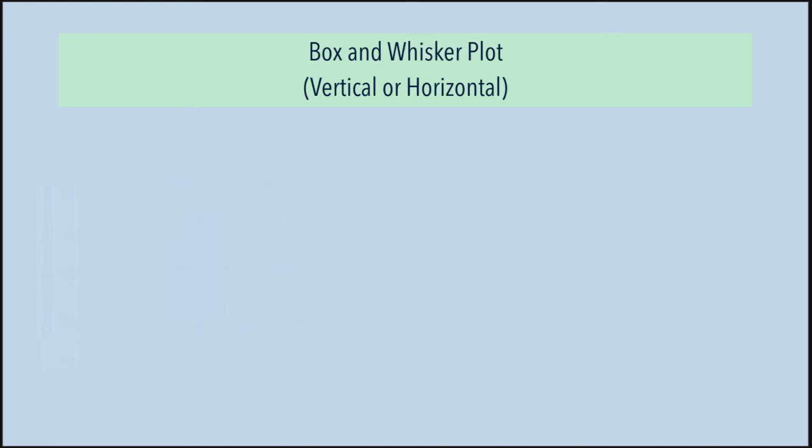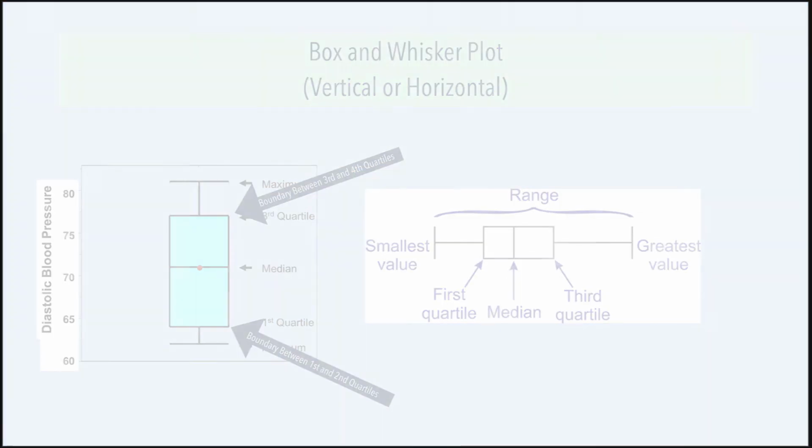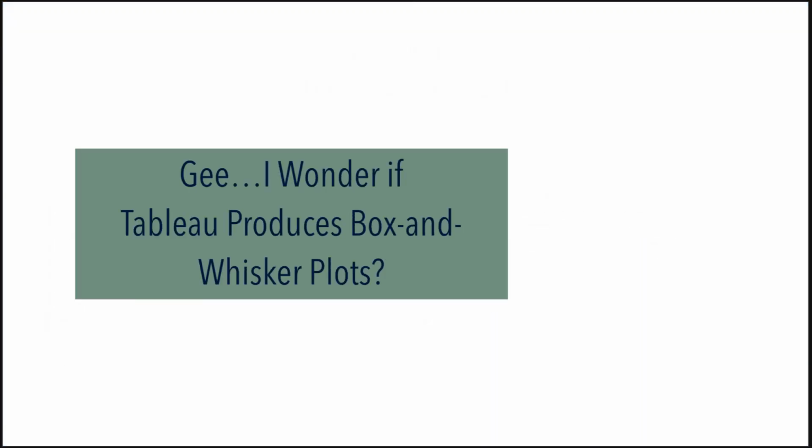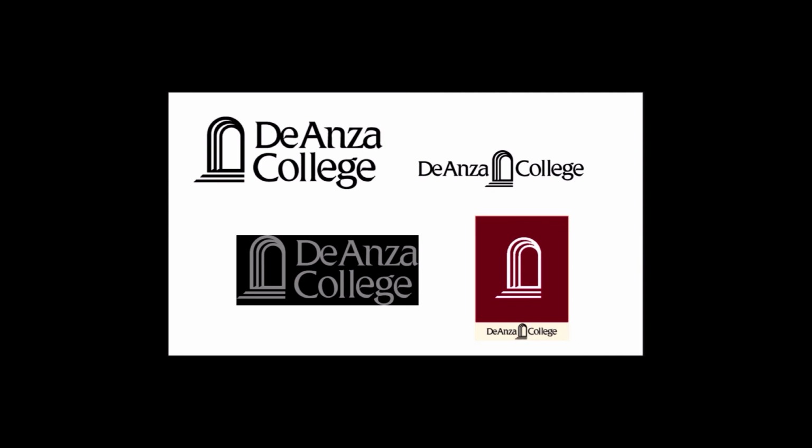Box and whisker plots can be vertical or horizontal. There's no difference other than a choice by the author to display it one way or the other. Just to be clear, here's a boundary between the first and second quartile and a boundary between the third and the fourth quartile. And gee, I wonder if Tableau produces box and whisker plots. Oh, what do you know? It does. So there you go.